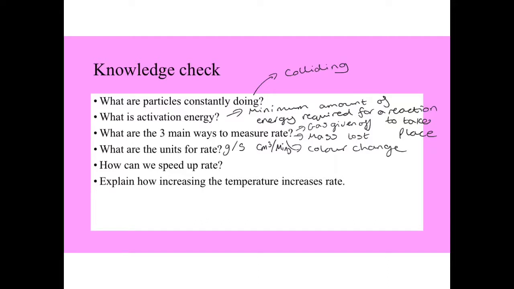How can we speed up rate? We talked about 3 ways: increasing the temperature, increasing the concentration, and increasing the surface area.